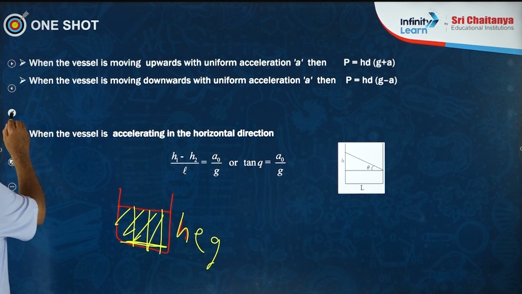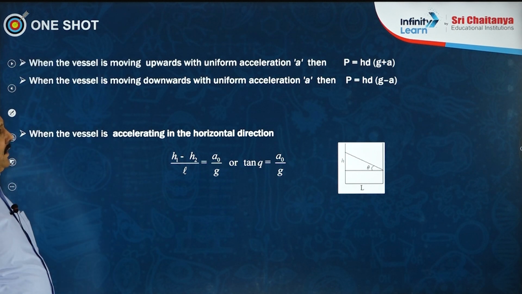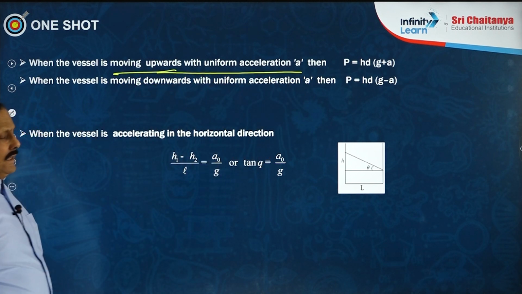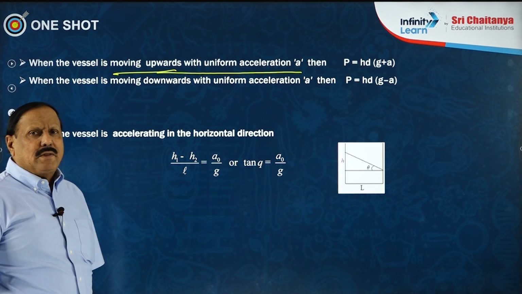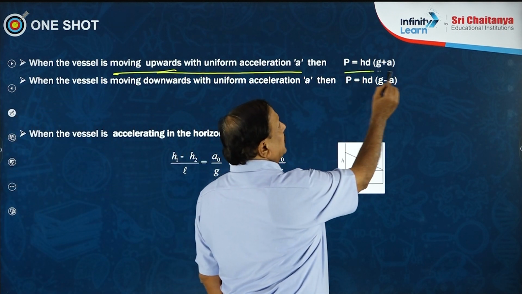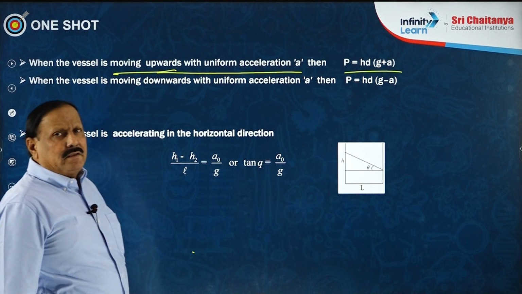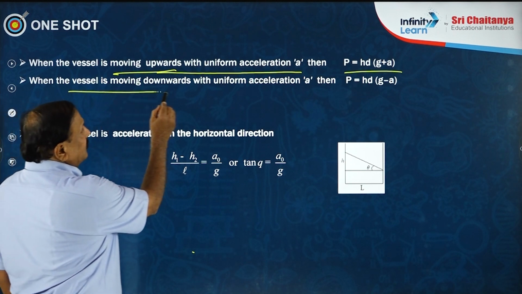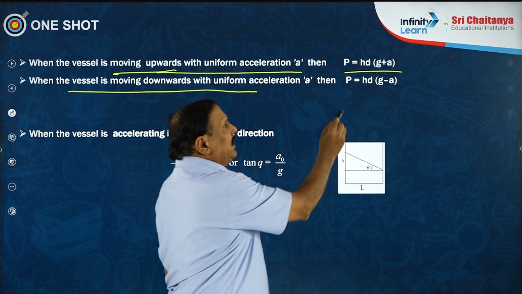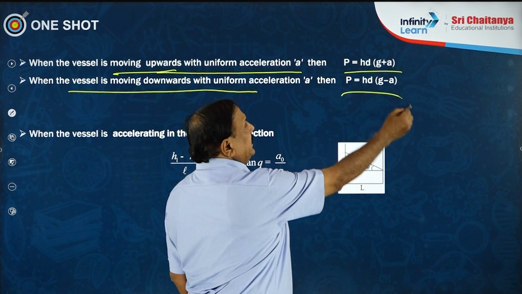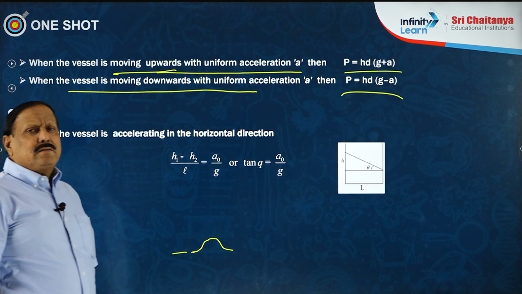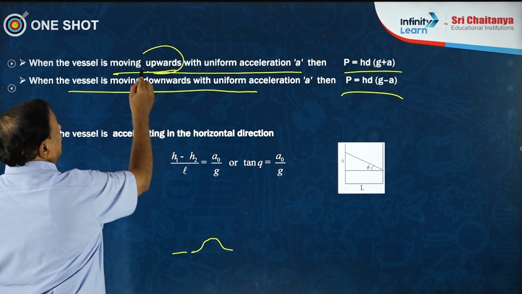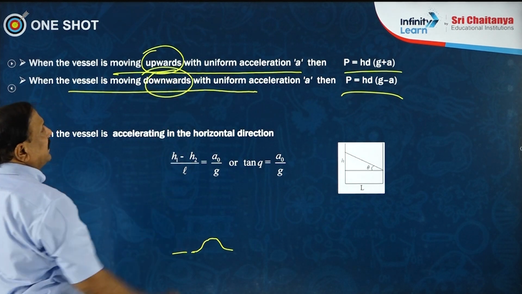For example, if this beaker containing the liquid is moving upwards with uniform acceleration, then g is replaced by g plus a, so the pressure becomes h d into (g plus a), where g plus a is the net acceleration. Similarly, if the beaker is moving downwards with uniform acceleration, then pressure is equal to h d into (g minus a), where g minus a is the net acceleration. So, these are the two cases: first, the beaker moving upwards, and next, the beaker moving downwards.